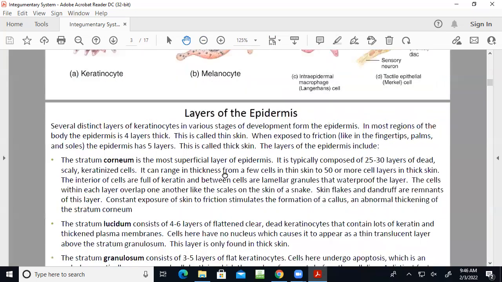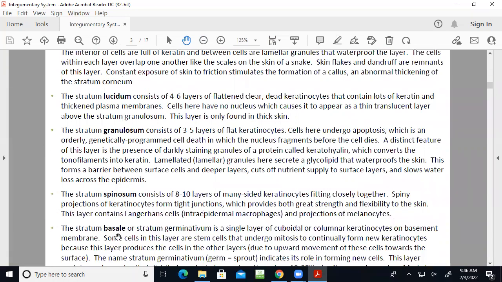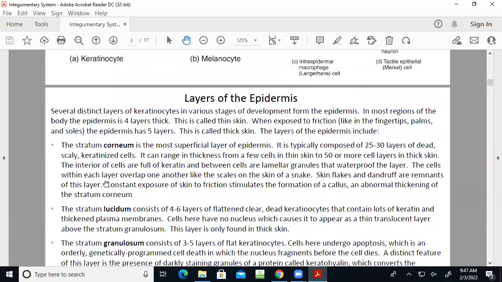Several distinctive layers of keratinocytes in various stages of development form our epidermis. In most regions of the body, there's 4 layers. So 1, 2, 3, 4, 5 are listed here. One of these layers is not found in thin skin.